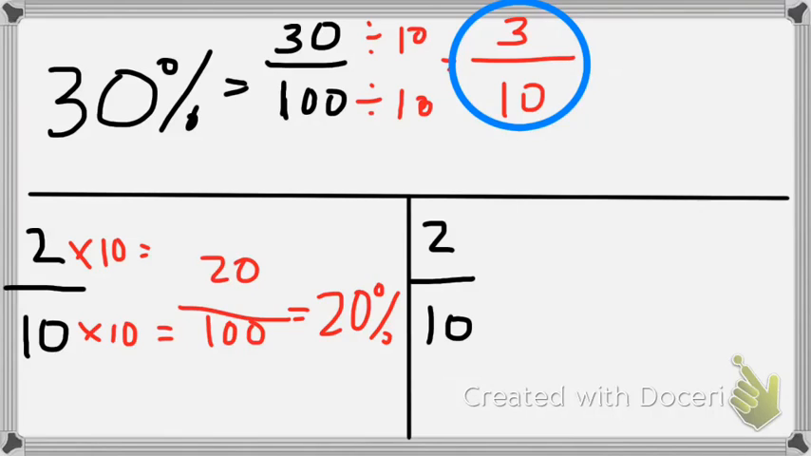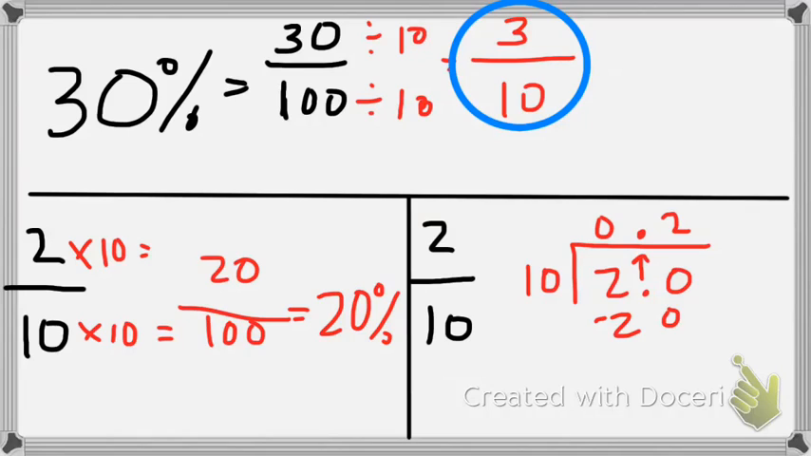The other way is to do it by division. Just like we did in chapter 1, when we have a fraction, I call the top numerator Jack, because Jack is in the box. So this would be 2 divided by 10. We add our decimal, add a 0, and 10 into 20 goes 2 times. So this would be 20%.